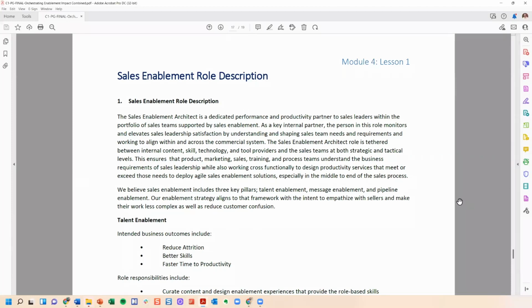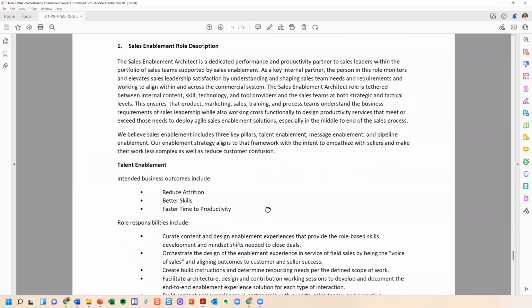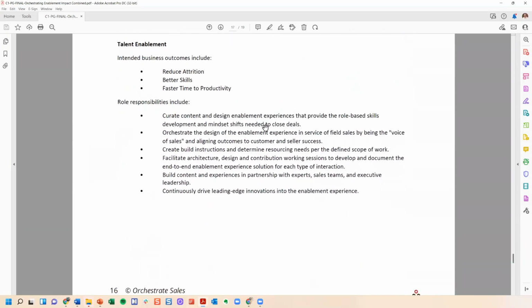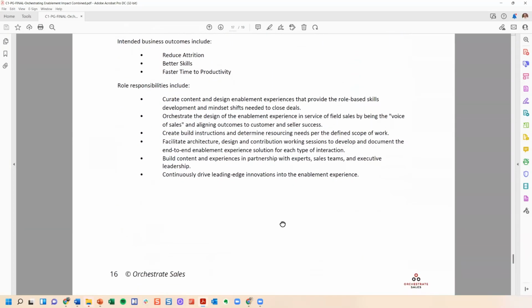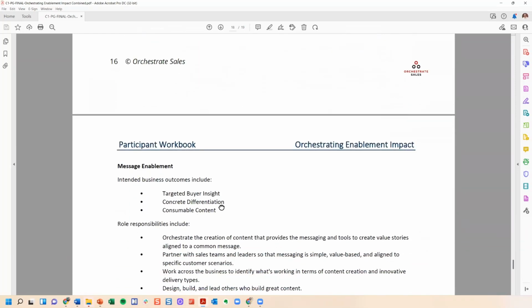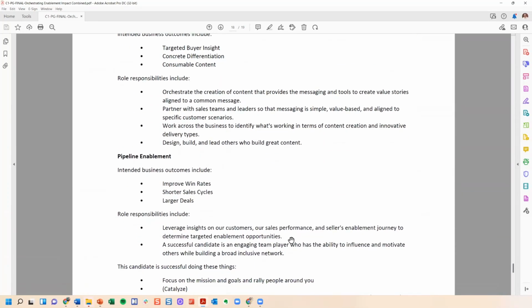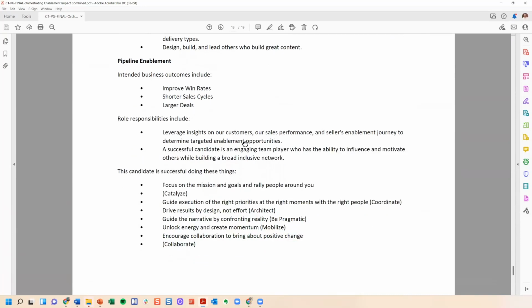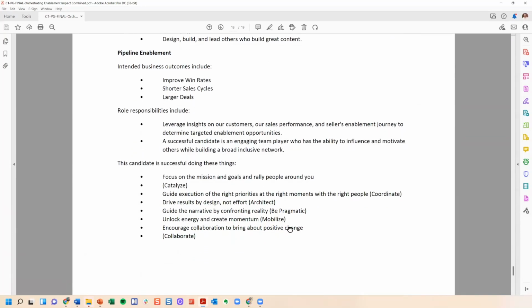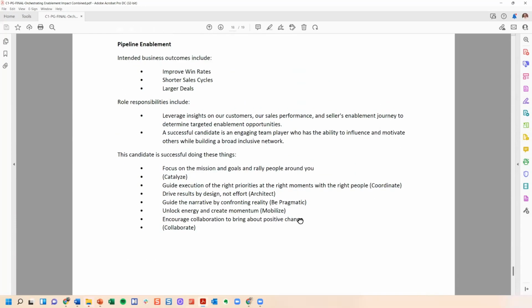Okay, here's what it looks like. This is from your participant guide. In this particular job description, they're talking about an enablement architect. What do you think that means? They're dedicated to performance and productivity. What does that mean to you? You also see talent enablement in sales, message enablement, and pipeline enablement. Those look like the landscapes that we'll talk about in the next course.